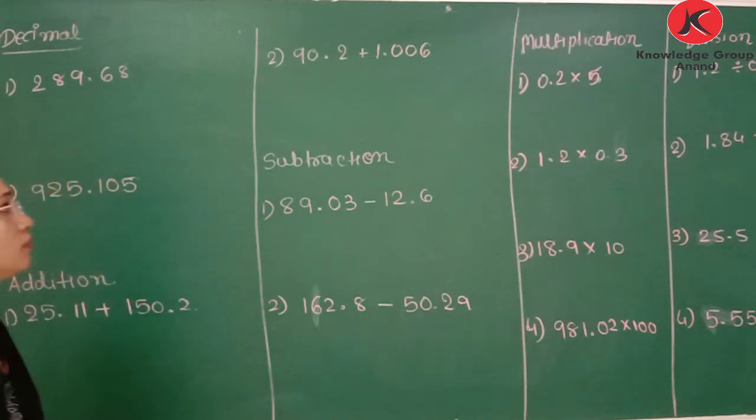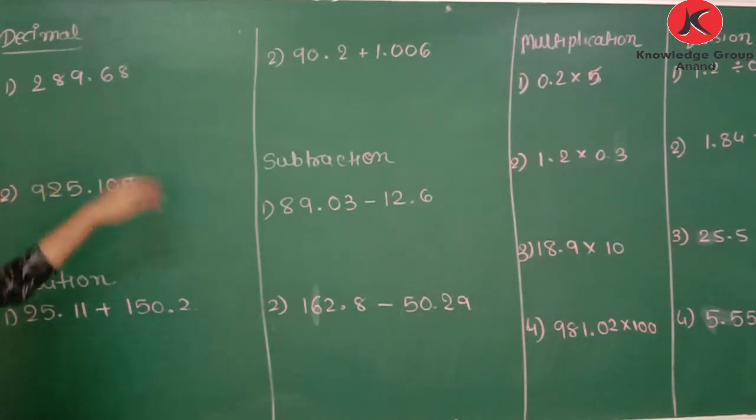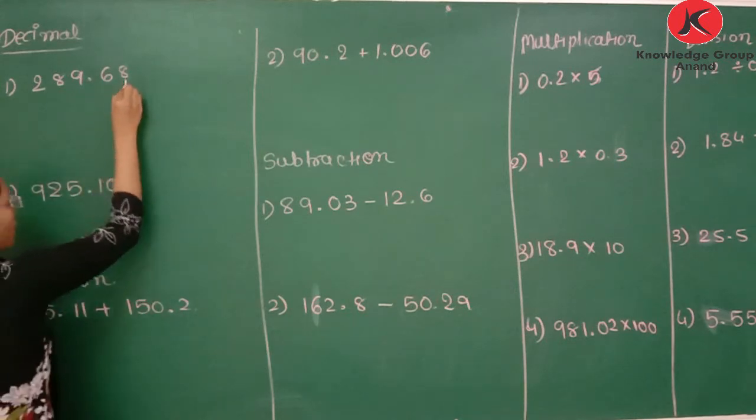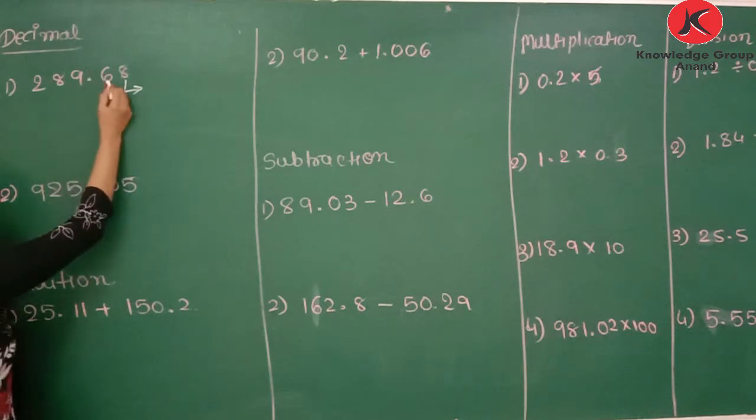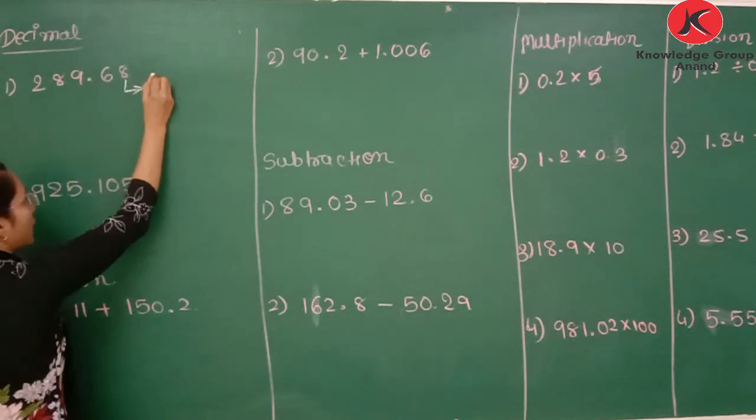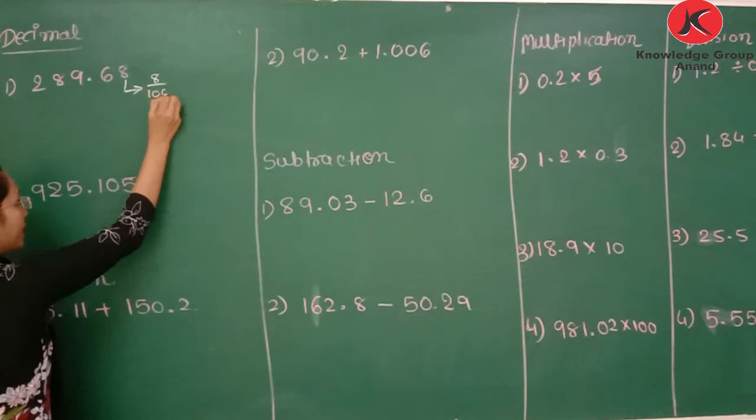So first of all, we find the place value of decimal. What is the place of 8? It is at the 100th place. Point પછી start કરવાનું 10, 100. So it is 8 by 100.